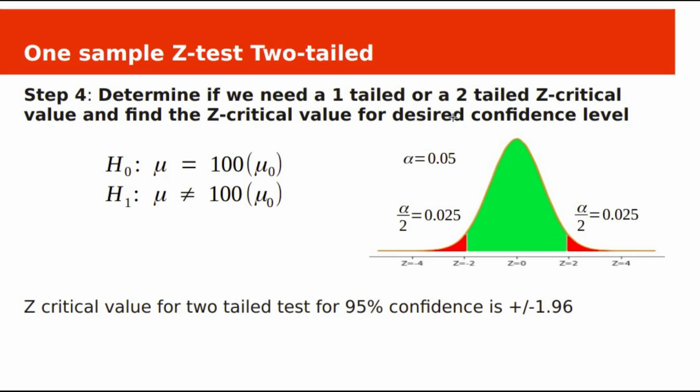Fourth step is to check whether it is a one tail or two tail test and find the respective Z critical value for the specified confidence level or specified significance level alpha. From this alternate hypothesis, we can say that this is a two tail test because there is a rejection region on both sides. Values lesser than 100 lead to rejection and values greater than 100 also lead to rejection. To find Z critical values, use the Z table.